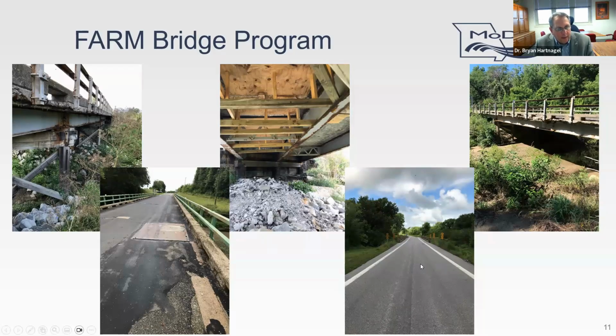And then single lane on a 2-lane roadway here is the bottom right picture. And then top right is just another picture of a deteriorated bridge in the farm bridge program. So all of these were on the program. These are not all the same bridge, but they've all been replaced at this time.